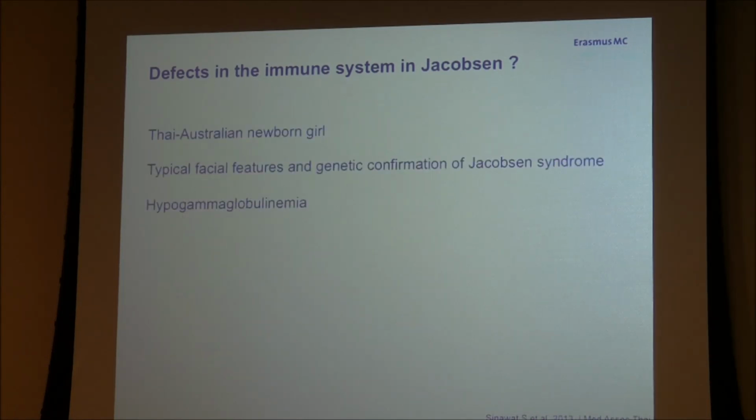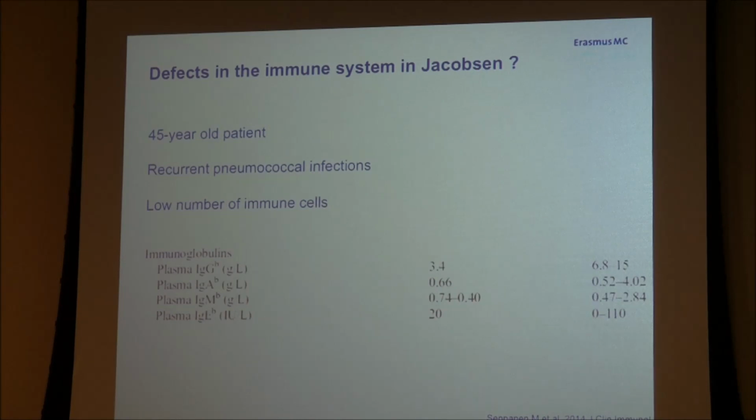And some very recent examples, this is a newborn girl from a Thai Australian father and mother with Jacobsen syndrome, with also low IgG, IgA and IgM. And a publication from the beginning of this year, a 45-year-old patient with recurrent pneumonia with low IgG, IgA, IgM. So in medical literature worldwide we see cases of Jacobsen syndrome, infections and immunodeficiencies. Most of the time immunoglobulin deficiencies based on defects in the production by B cells.